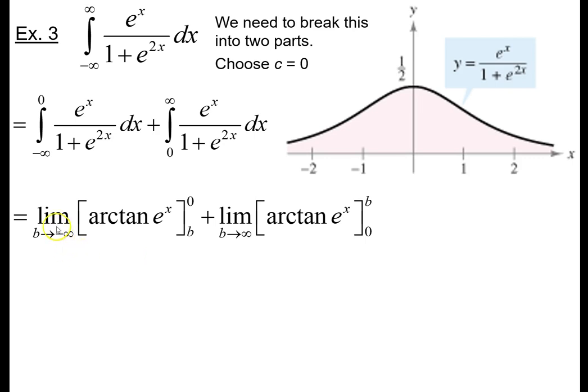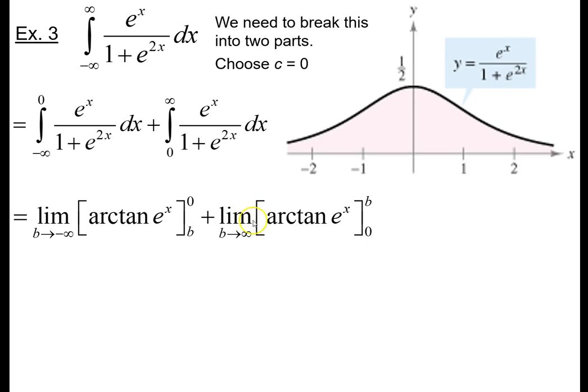And so for the first part, we're taking the limit as b approaches negative infinity from b to 0. You'll notice I switched to b here instead of a. The variable you're using to replace those infinities does not matter. It can be b, it can be a, it can be c. I kind of get in the habit of using b for all of them. But just so you see what I did here, I replaced this lower limit with b instead of negative infinity. And then remember from the definition, we take the limit as b approaches negative infinity of the antiderivative from b to 0, because 0 was my breaking point.